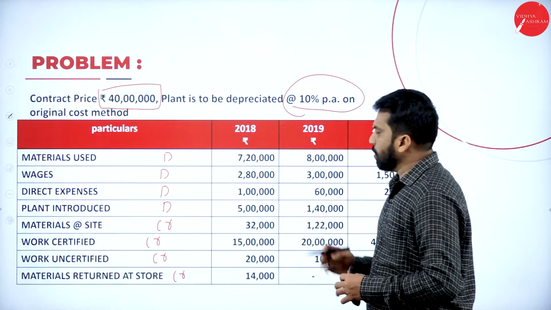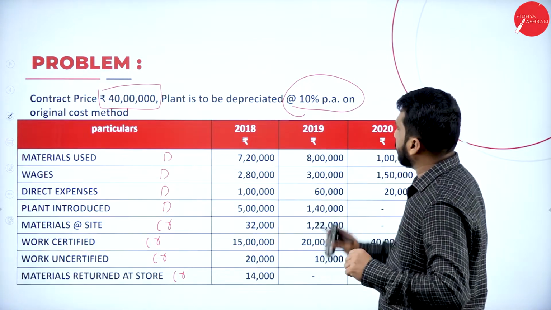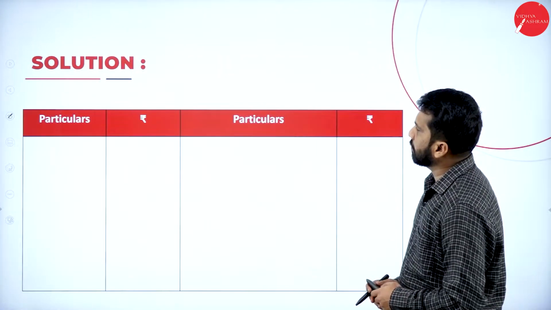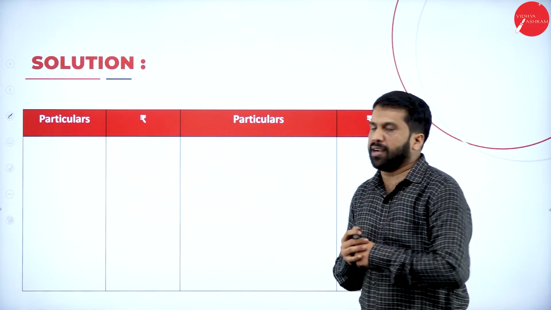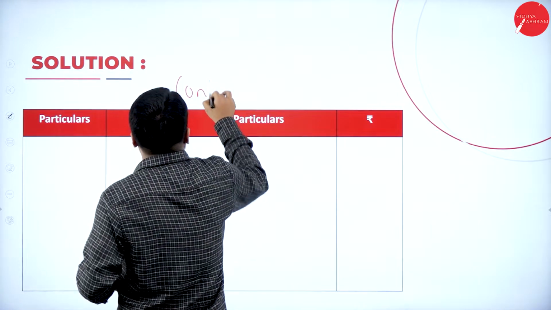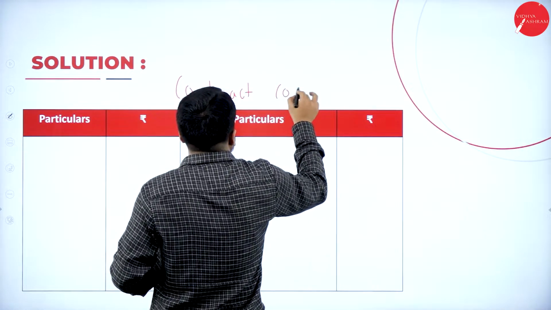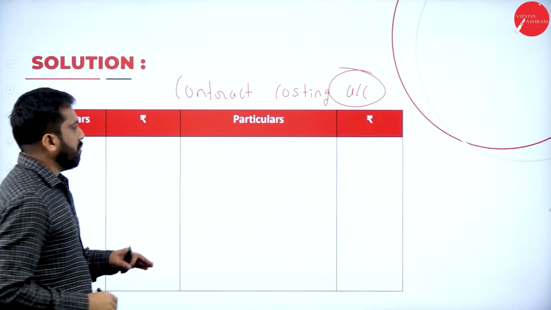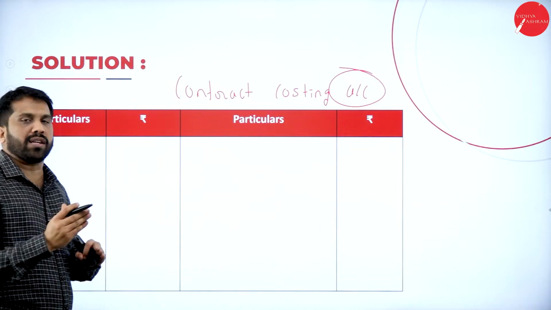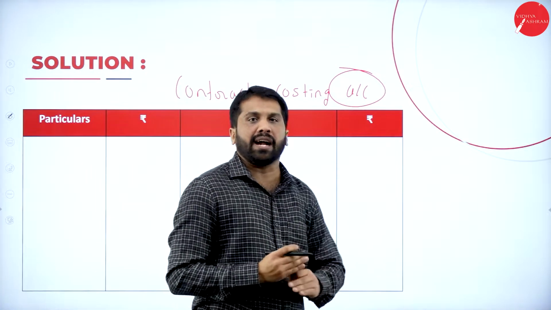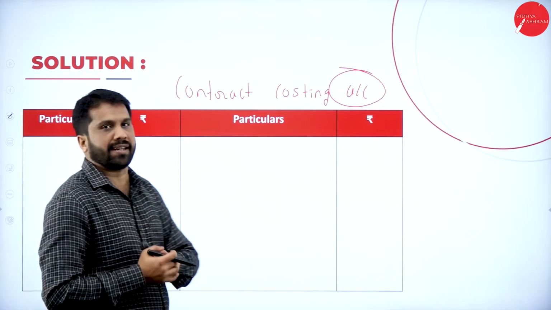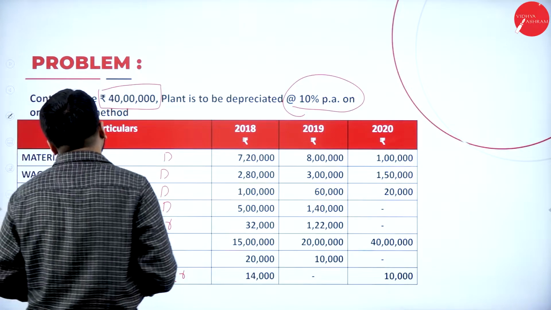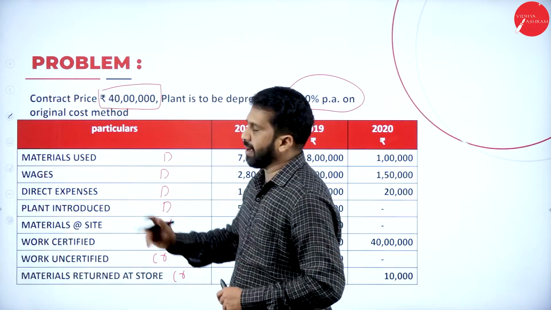Now, we'll go one by one. We'll do 2018, then we'll go for 19 and then we'll go for 2020. So this is the contract costing or contract account. Now, we'll go with debit and credit side. Whatever we mention debit side, it will come under debit, and whatever we mention credit side, it will come under credit side. One by one we write what we have: material used, wages, direct expenses.